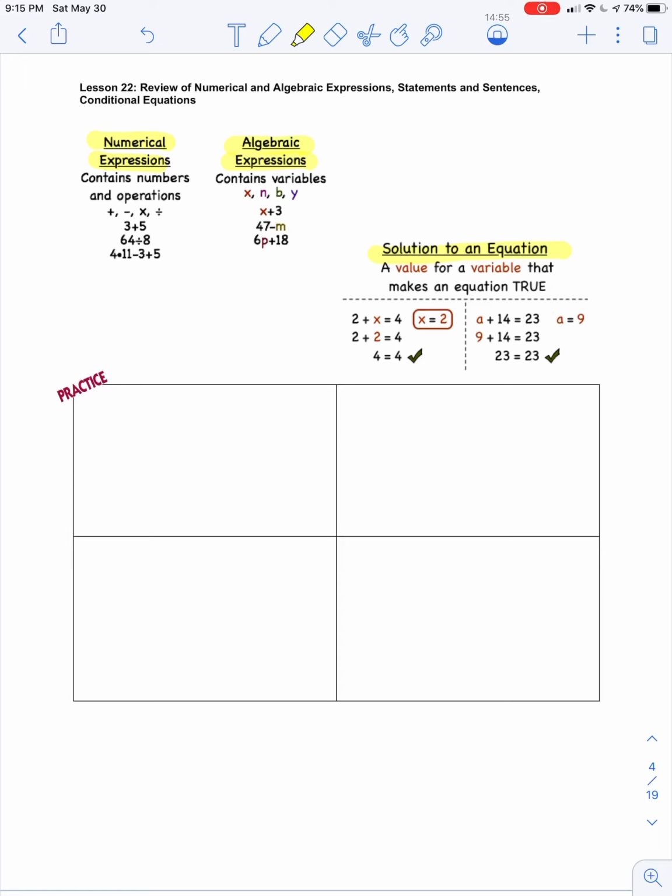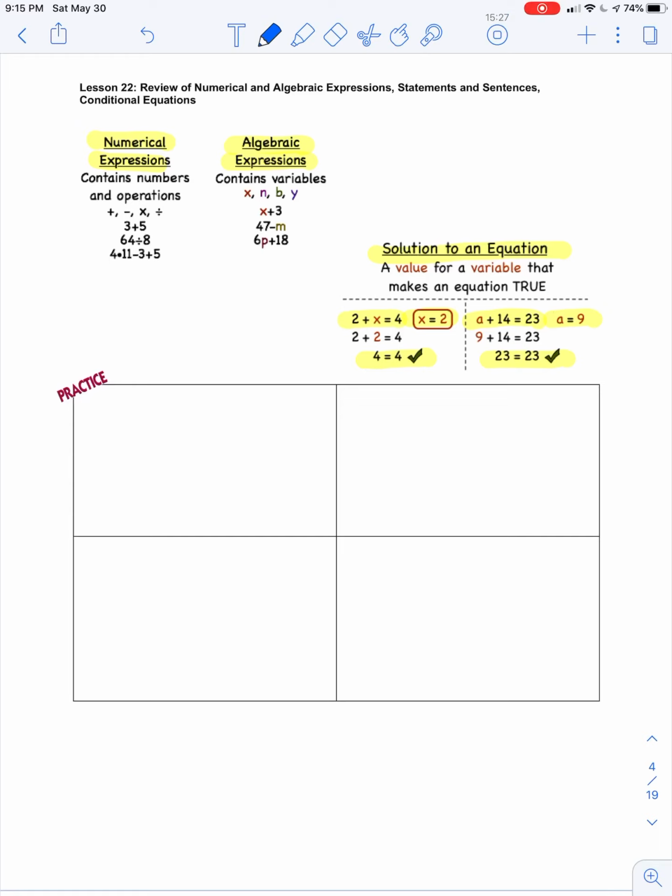Over here, you see the notes for the solution to an equation. It's a value for a variable that makes an equation true. So we have 2 plus x equals 4 right here, and here is the value for the variable. We're going to assign 2 to that x. You solve it and see if 2 is actually a solution to the problem, which it is. And over here is another equation with a value for the variable a. You plug that in, and it does work out. At the end, 23 equals 23, so it checks out to be a solution to the equation.